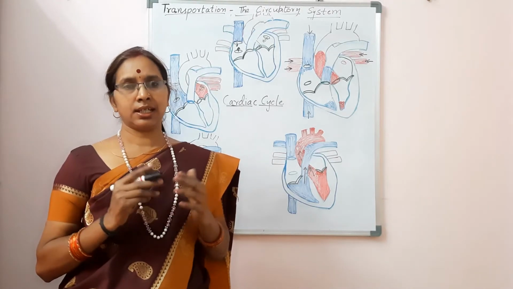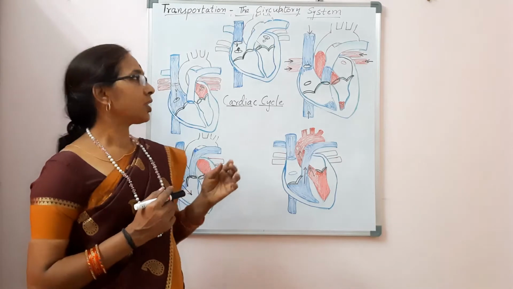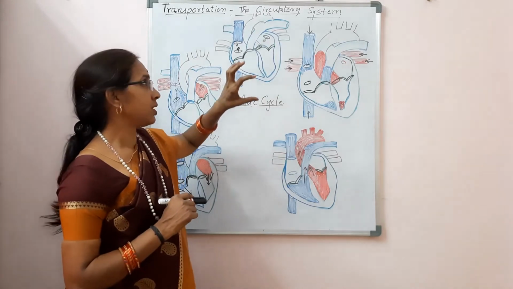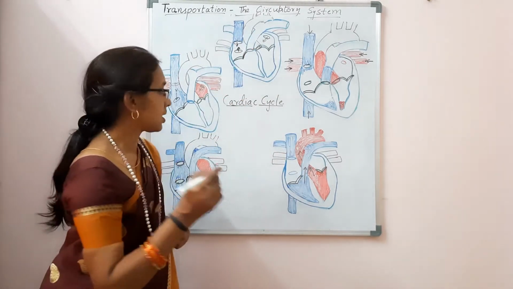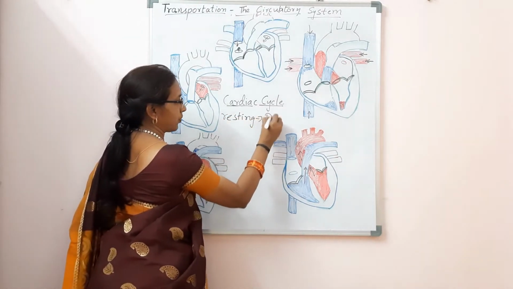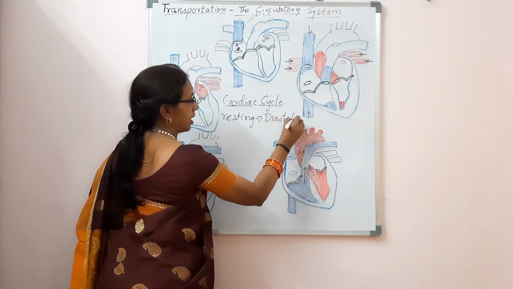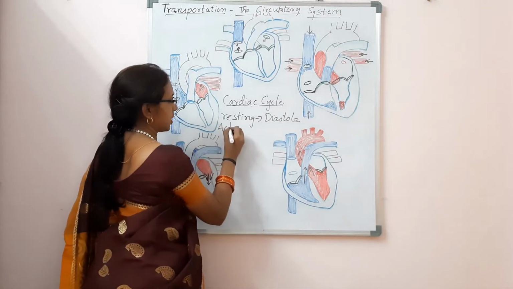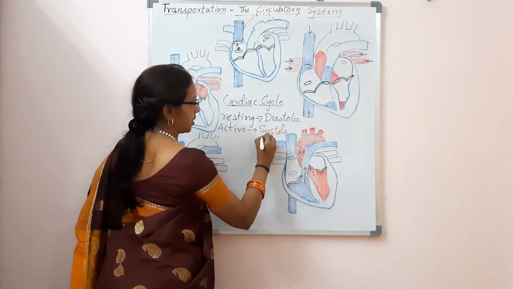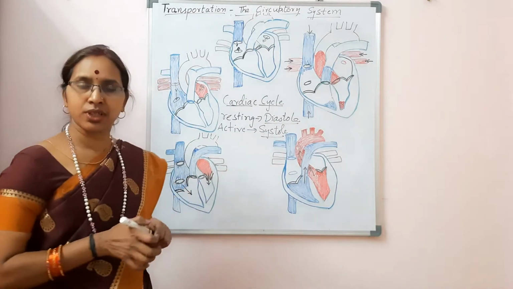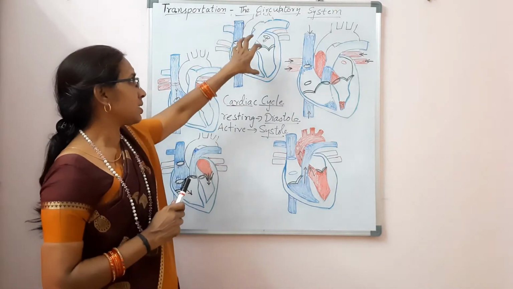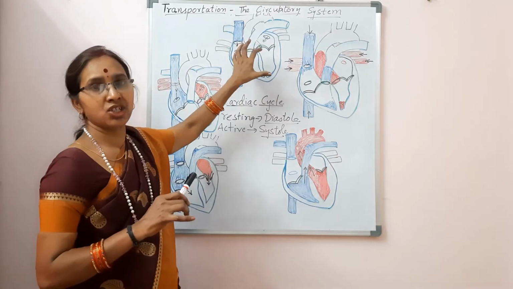Now let us learn how the sound is produced. For this, let us imagine that the heart is in a complete rest stage. The resting stage is known as diastole, and the active stage is known as systole. Hope you understood the two terms. The resting phase of the heart is known as diastole and the active phase of the heart is known as systole.